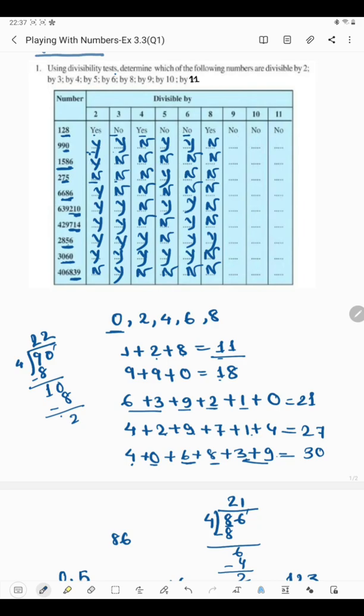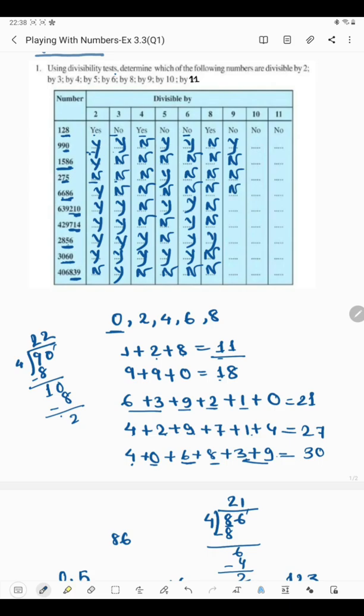Now next we have 9 plus 9 plus 0. 9 plus 9 is 18, 18 plus 0 is 18, which comes in 9's table, so we'll write yes. Now in the next we have 1 plus 5 is 6, 6 plus 8 is 14, 14 plus 6 is 20, which cannot be divided by 9, so we'll write no. Again next, 7 plus 5 is 12, 12 plus 2 is 14, which cannot be divided by 9. Next, 6 plus 6 plus 6 is 18, 18 plus 8 is 26, which cannot be divided by 9.